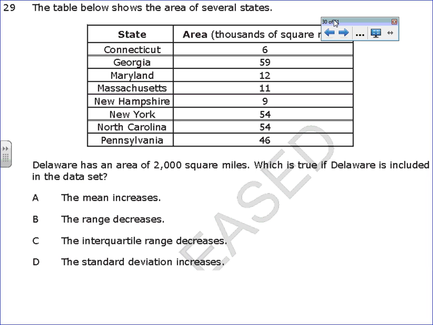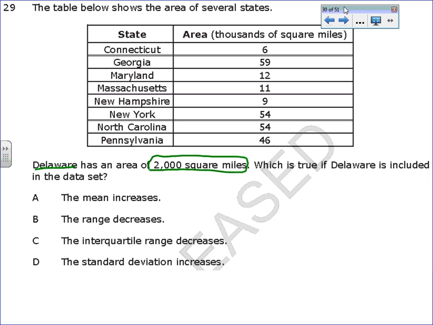All right, for 29, it says, the table below shows the area of several states. Delaware has an area of 2,000 square miles. Which is true if Delaware is included in the data set? So it's not in here, but what is it included in? The reason that most people miss this problem is right here. They did not read that this says what? Area in thousands. A lot of people put 2,000 for Delaware, but that's not correct. It's already in thousands.